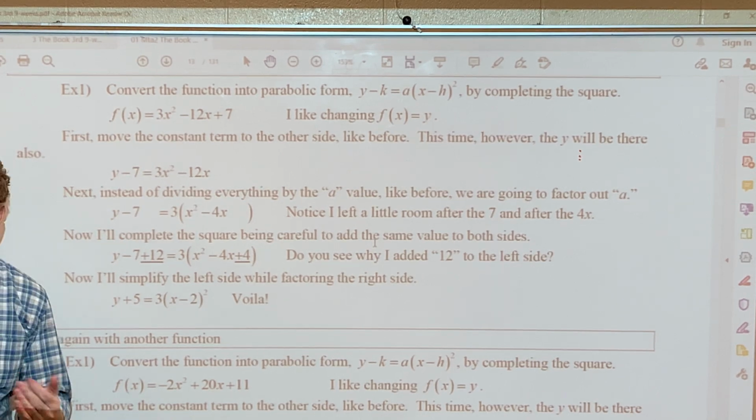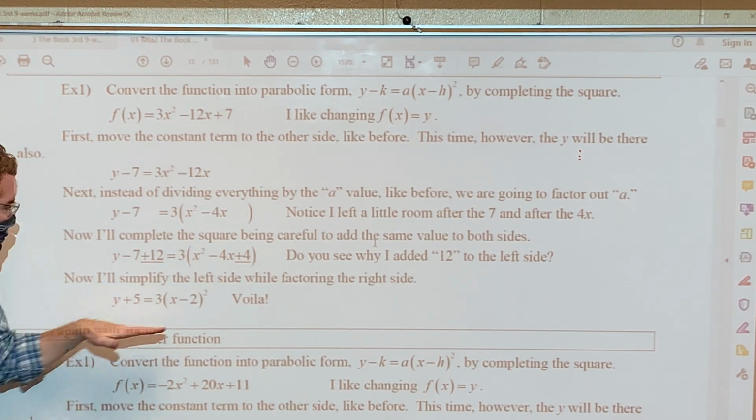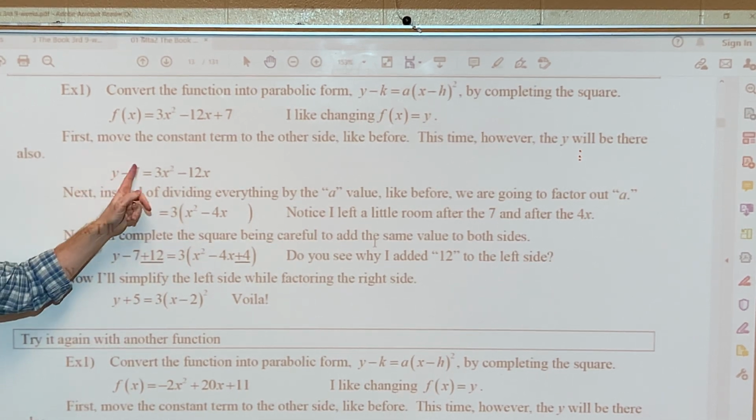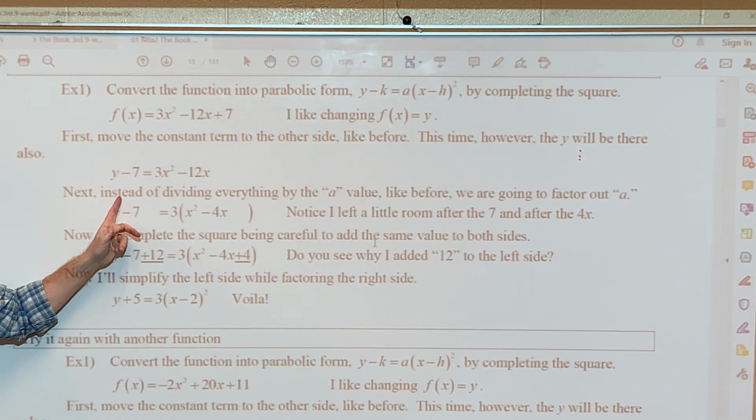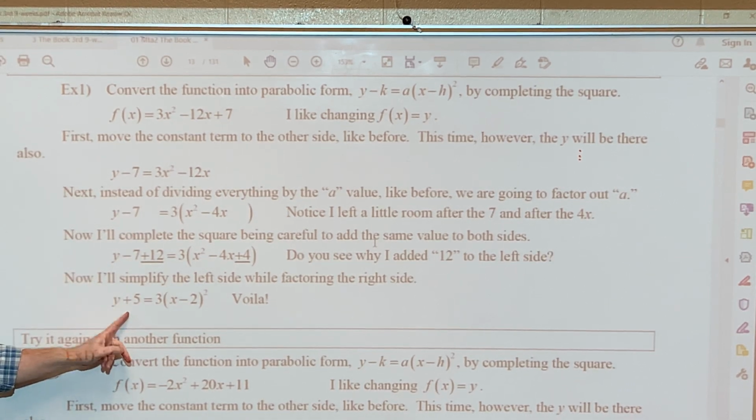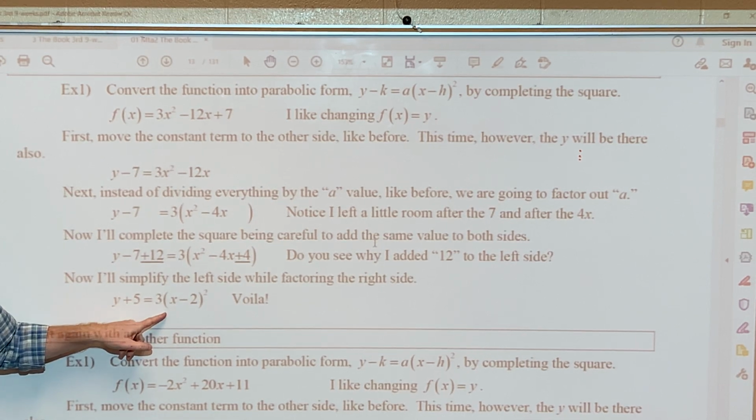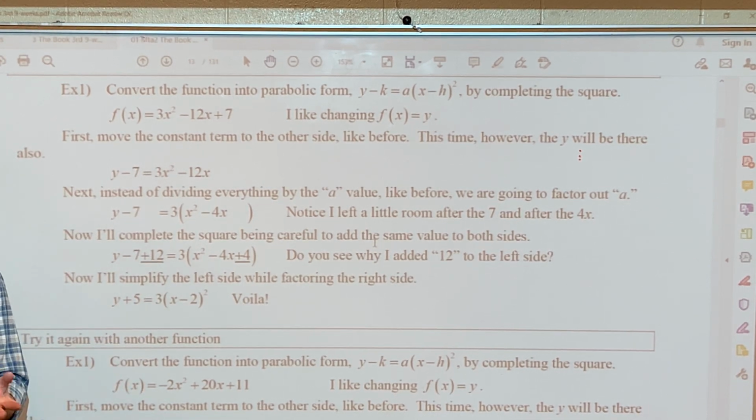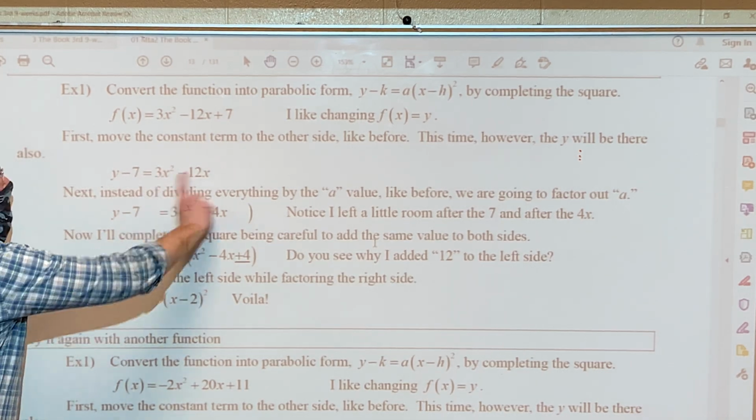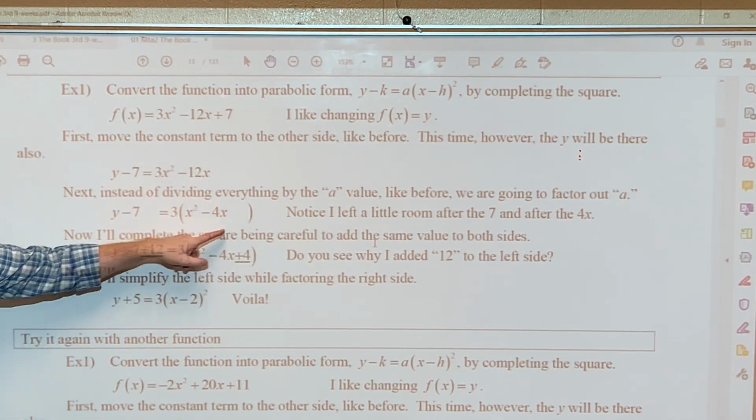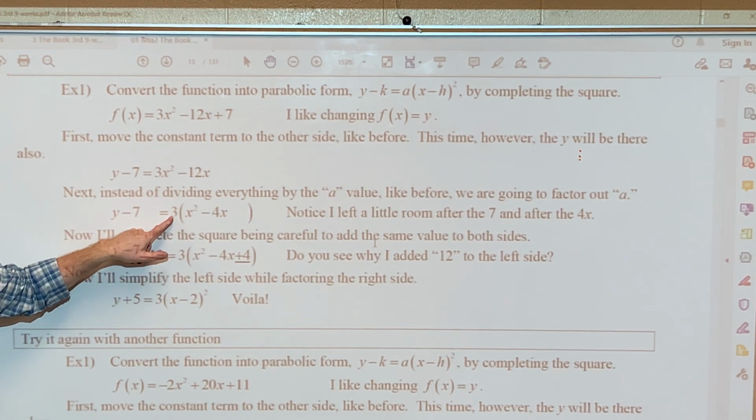But the problem is I'm not trying to solve this time. I'm trying to make it look like this. And if I just divide by 3, I'm going to have y minus 7 over 3 over here. But if I think about what I want to end up with, I don't want to have something over 3. I want that a value to be there. So again, I have a different plan in place. So instead of dividing the 3 away, I'm going to do the next best thing, which is factor it out. And factoring it out is the same as dividing, but you're basically dividing by 3, but putting it out there to show what you just did.